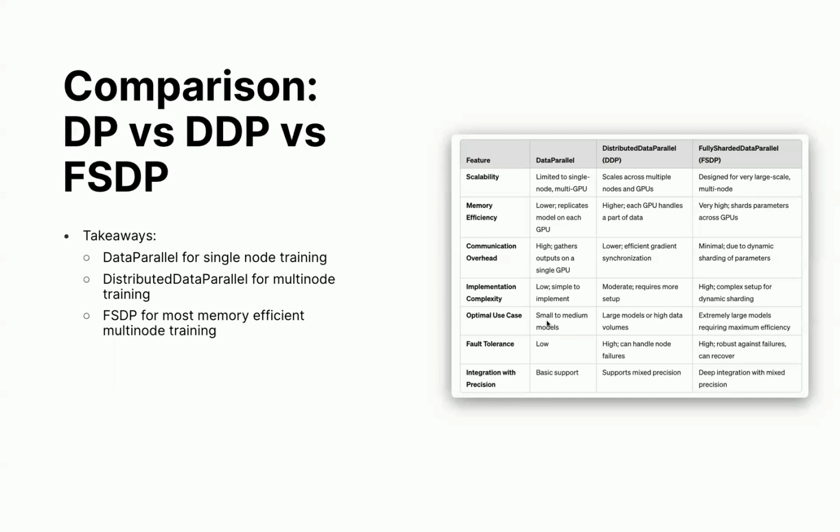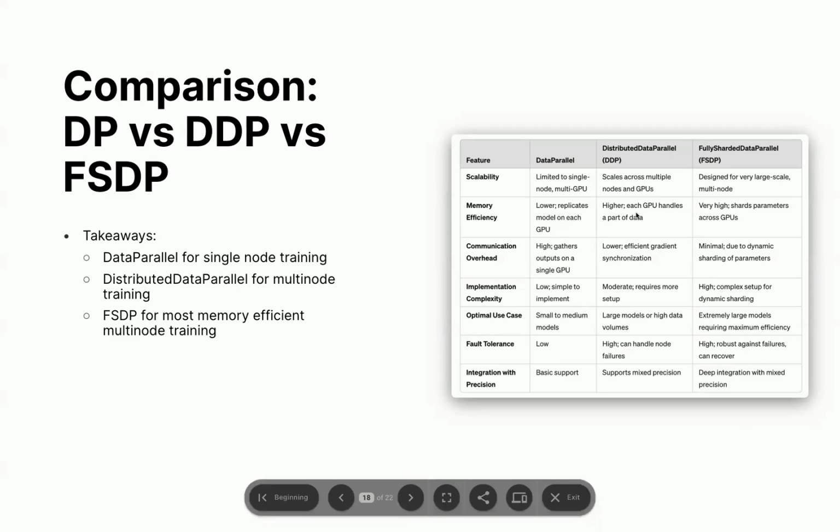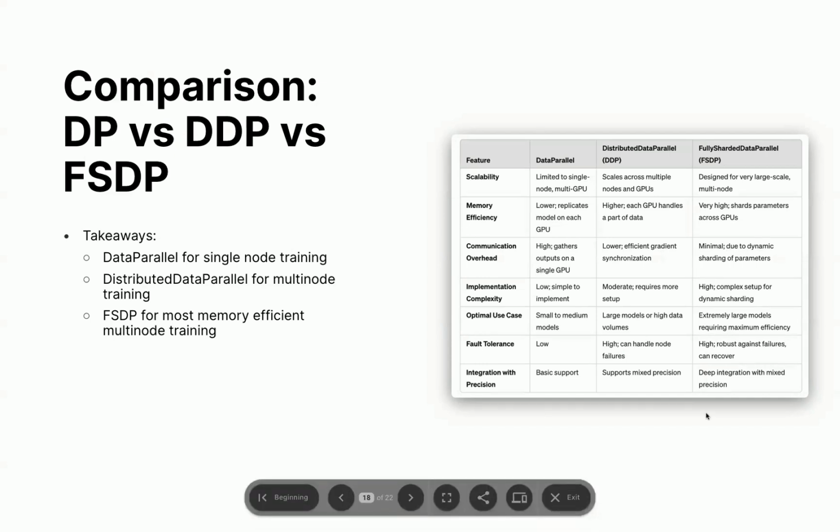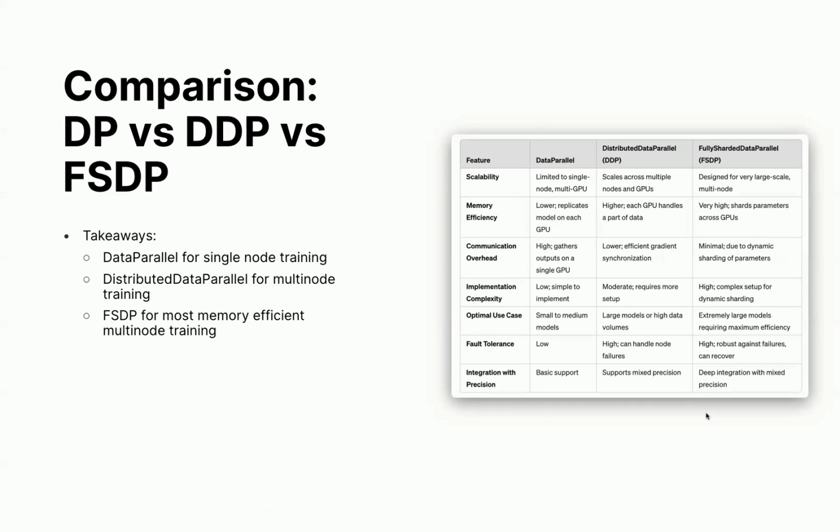So just to compare DP versus DDP versus FSDP, considering all of the different features, the main takeaway that anybody here should probably consider is that data parallel is best for single node training. Distributed data parallel is good for multi-node training, but the very best for multi-node training is probably going to be fully sharded data parallel for the most efficient multi-node training. And you can see all of the features for each of those techniques here.